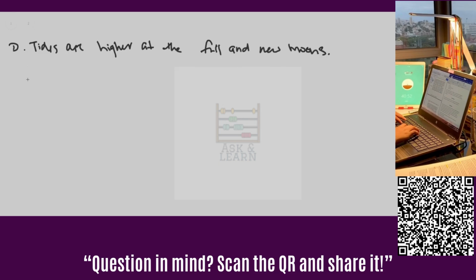And finally, keeping these definitions in mind, D says that tides are higher at the full and new moons. So again, this takes many, many different observations and tries to combine them into a statement that allows you to predict at the full moon and at the new moon, tides in general will be higher. So again, this is a law.